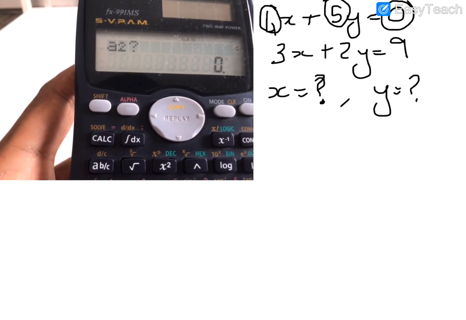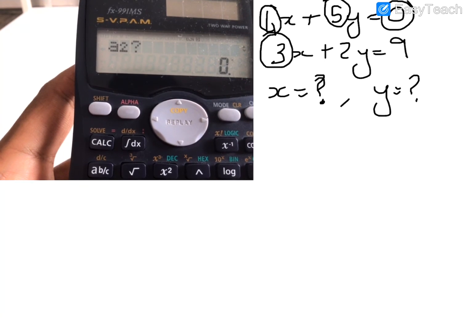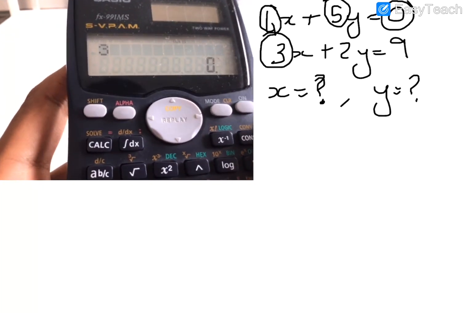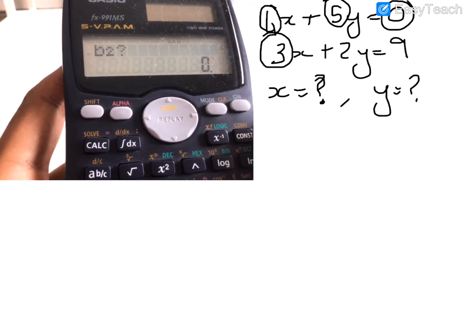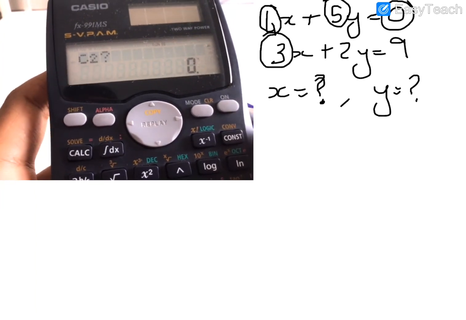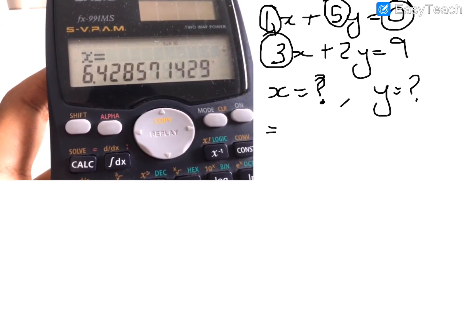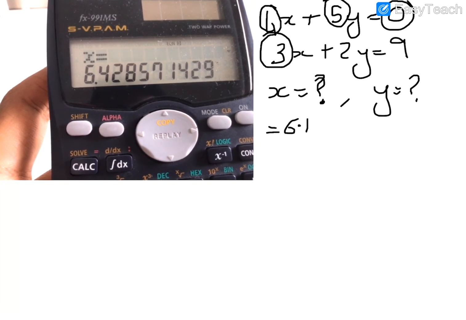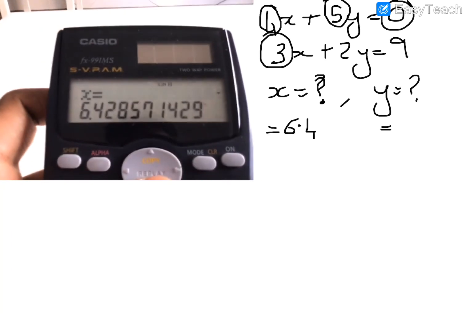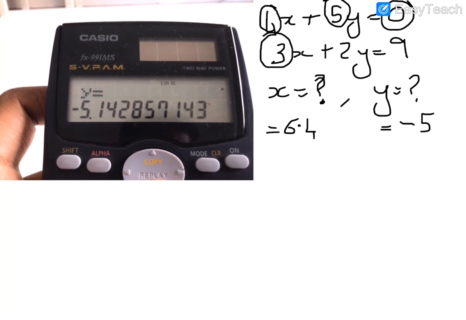So similarly, a2, anything which has the subscript 2, is the coefficient in the second equation. So in the second equation, we have a2 is 3 and b2 is 2 and c2 is 9. So you get the value of x as 6.4 and the value of y, you just have to scroll down and you get y is minus 5.1.